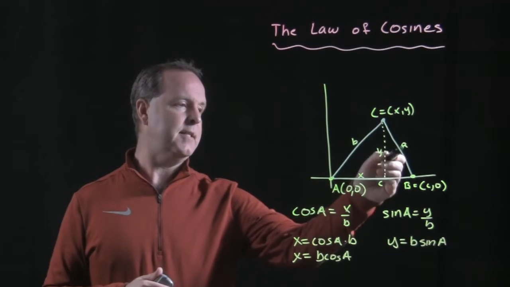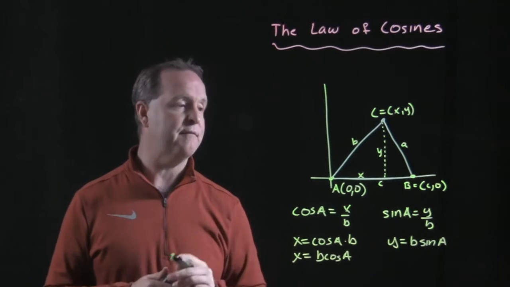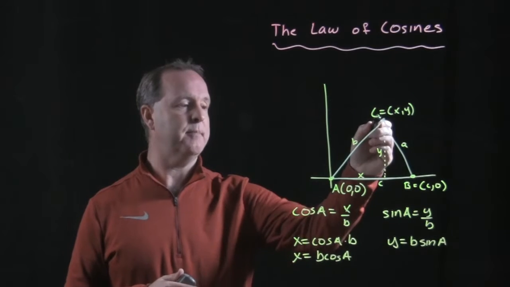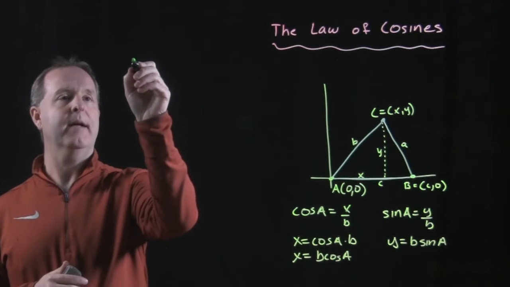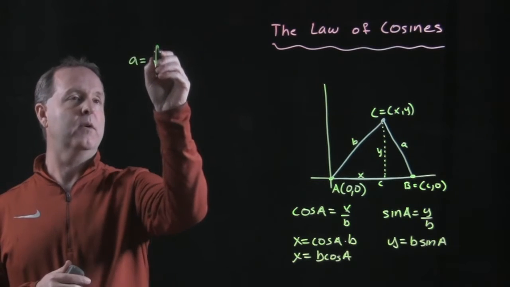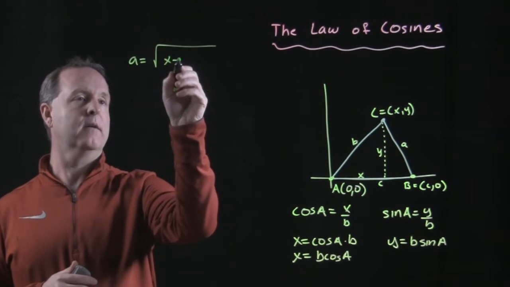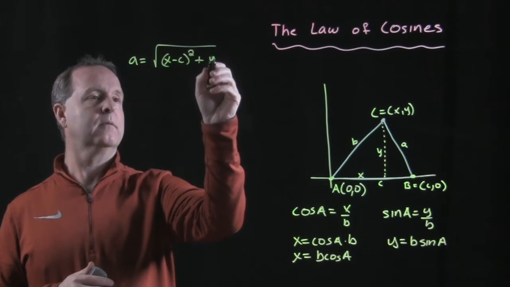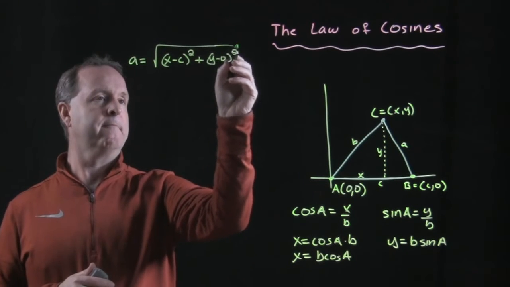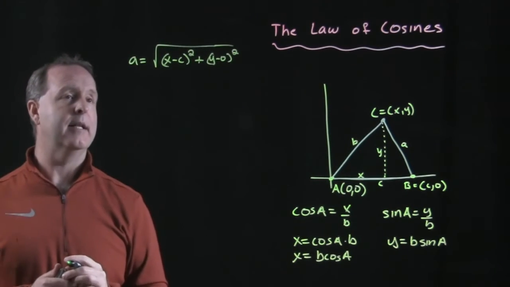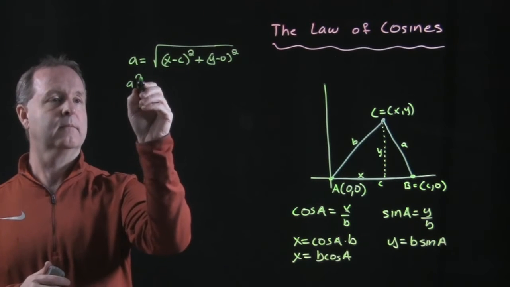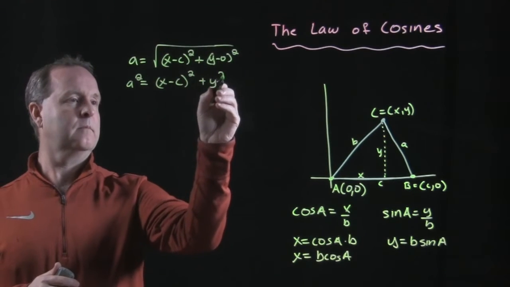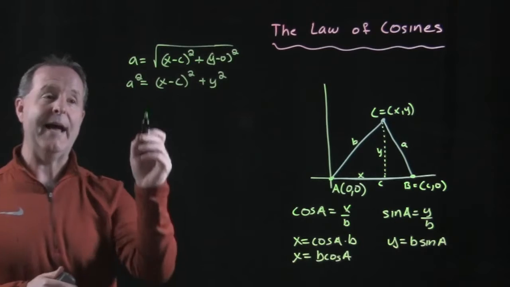Now, I want to find this distance a right here, and how we can find that distance a is to use the distance formula between points C and B. So a equals the square root of x minus c squared plus the distance of y minus 0 squared. All right, that's just a distance formula. Let's square both sides.